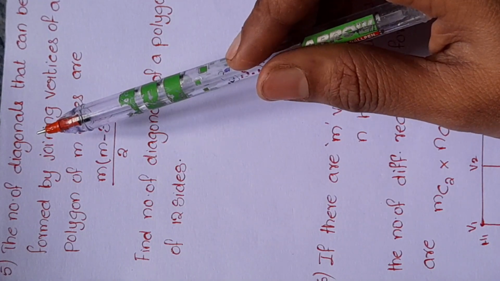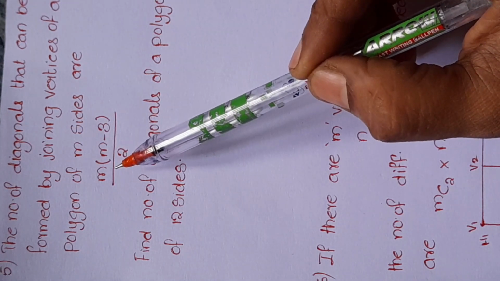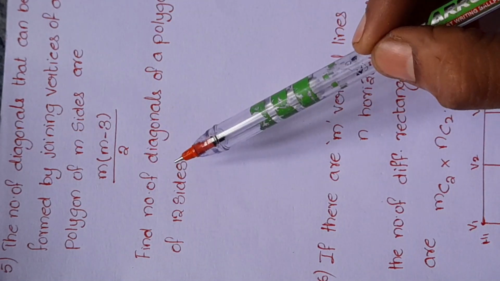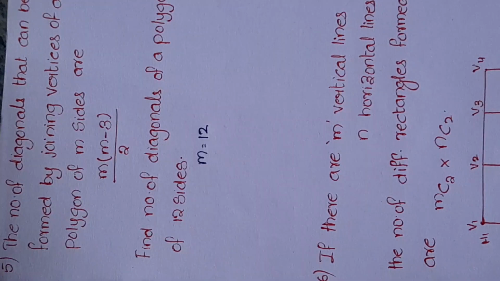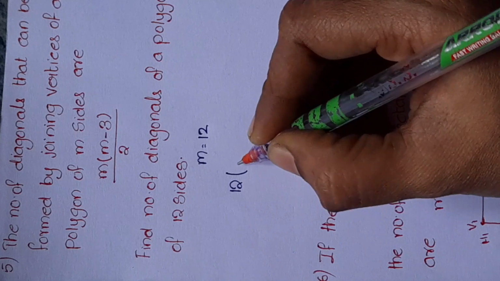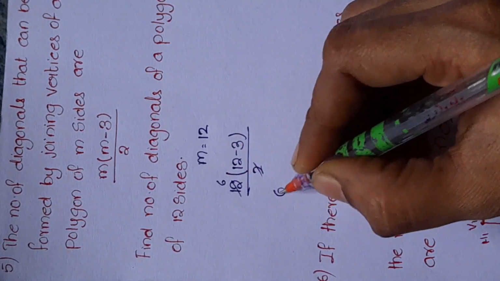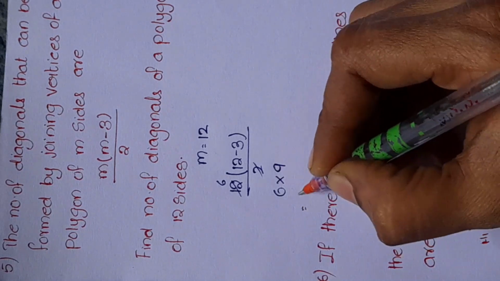Fifth one: the number of diagonals that can be formed by joining the vertices of a polygon of m sides is m into (m minus 3) by 2. Find the number of diagonals of a polygon of 12 sides. Here the value of m is 12. So substituting the value of m in the above formula, 12 into (12 minus 3) by 2. That is 6 into 9, which is equal to 54.